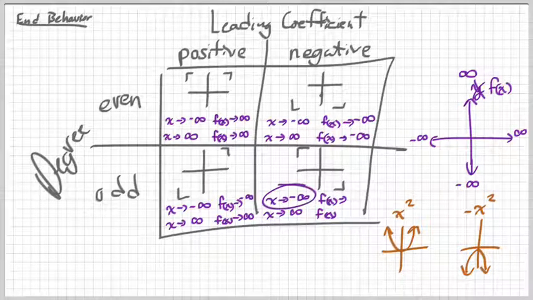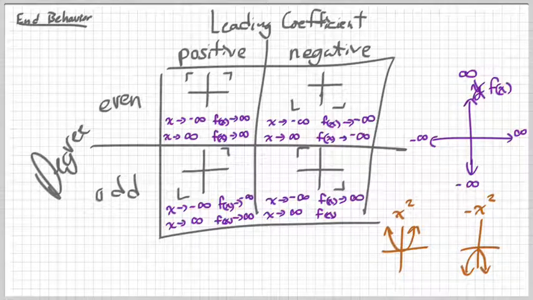What's the left side for this one? Up, so positive infinity. And the right side? Down, for negative infinity.